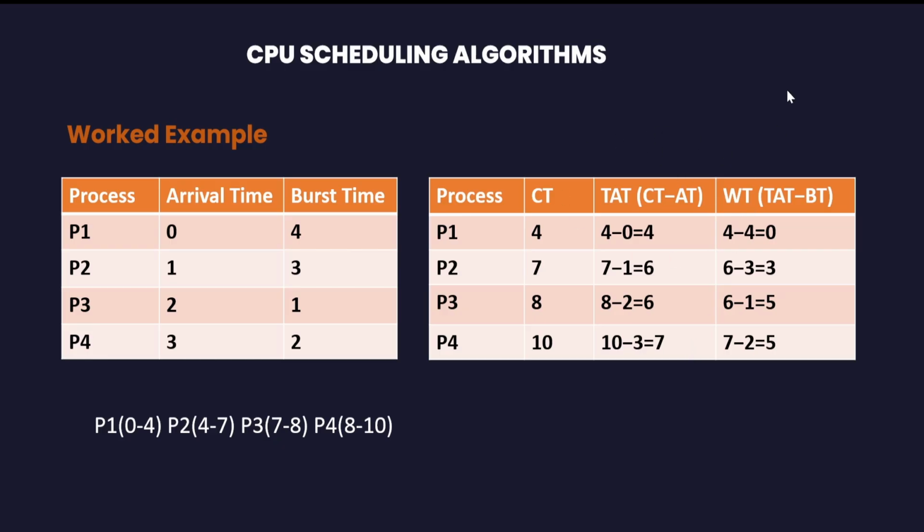Then waiting time. What is waiting time? Turnaround time minus burst time. So turnaround time we have already calculated, and minus burst time. So these are the respective waiting times for processes P1, P2, P3, P4.